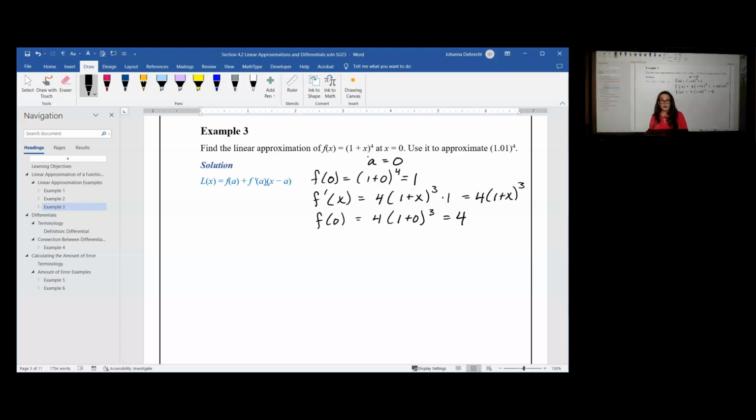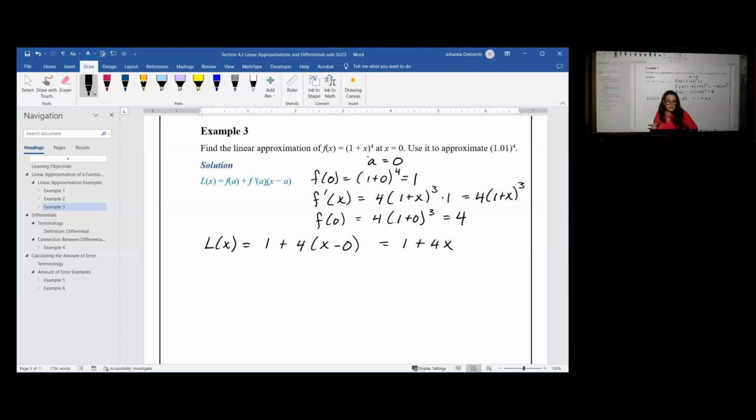Now we're ready to write the equation of the linear approximation. When we write the equation of the linear approximation, we're going to be substituting in the values of the function at a and the value of the derivative at a. The tangent line approximation becomes 1 plus 4 times (x minus 0), which simplifies to 1 plus 4x. Now we want to use this to approximate 1.01 to the 4th power.